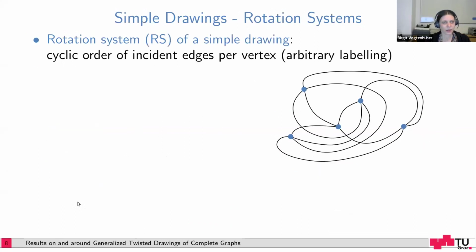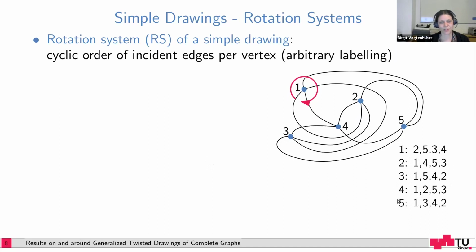Now, in order to compute with simple drawings, a very nice abstraction is rotation systems. The rotation system of a simple drawing is a very simple thing in the end. It just records for every vertex the cyclic order of the emanating edges, for some arbitrary labeling of the vertices. We don't care which, because we don't care about labels in this talk. And if we do that for all vertices, that gives us the rotation system.